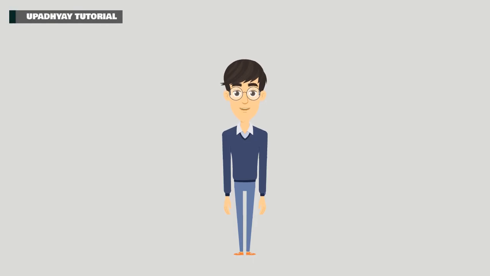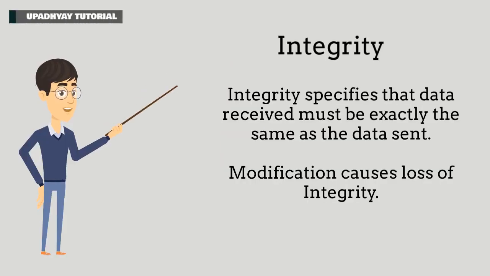In the last video, we learned about the first two principles of security. In this one, we will learn about the remaining four principles of security, namely integrity, non-repudiation, access control and availability. So, let's get started. Let us understand integrity.